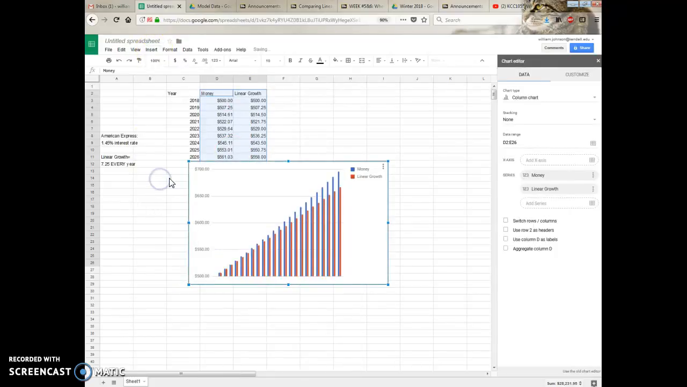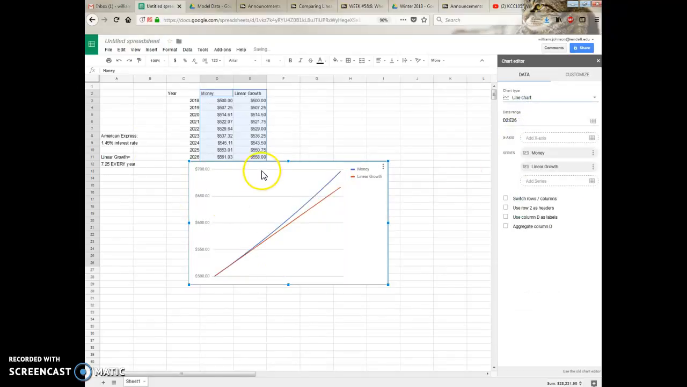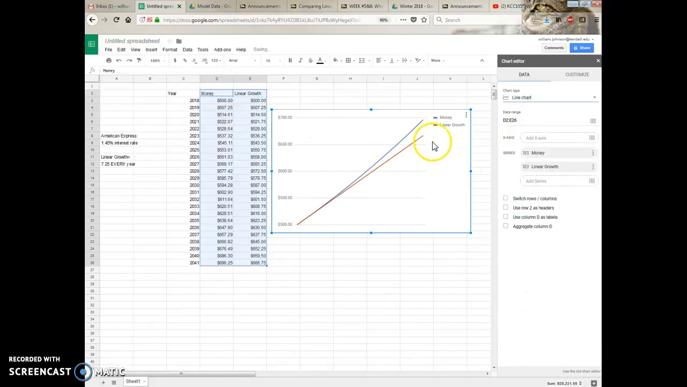Insert, chart. There we go. Oh, that's a bar graph. I still don't want that. Now I want the line graph. There we go. Look what happens. Now I can see the two types of lines.